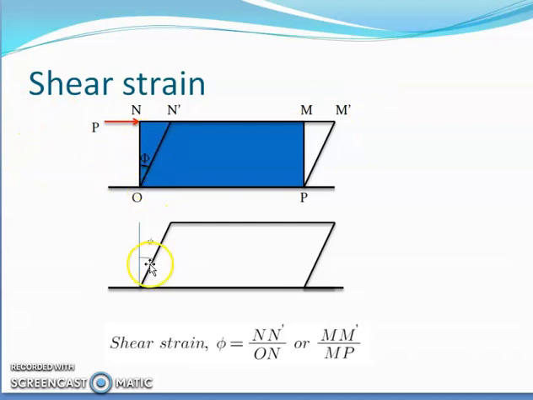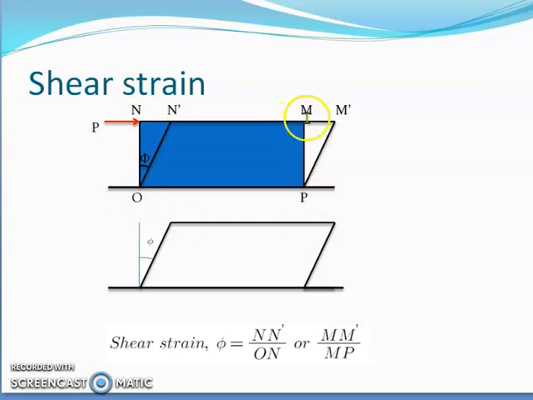So the shear strain is how much this edge ON has moved. So this is the shear strain. So how can we measure this angle? By taking tan phi. Tan phi is equal to opposite divided by adjacent. Opposite is N dash divided by ON.